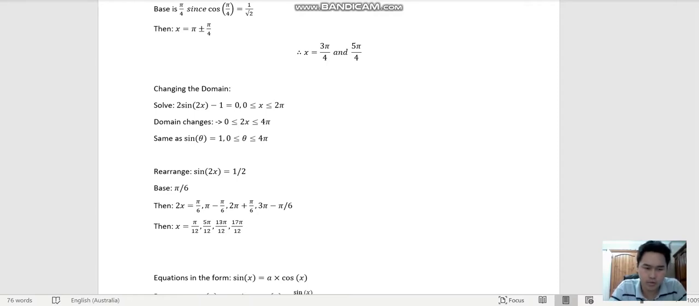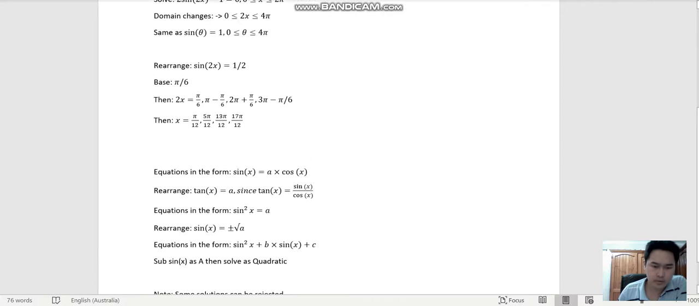You can rearrange the constants with your basic algebra. You get sine of 2x equals a half, and the base angle is pi on 6, since sine of pi on 6 is a half. And if you go through the quadrants across the cycles as I said before, you'll get these positive solutions: pi on 6, pi minus pi on 6, 2 pi plus pi on 6, and 3 pi minus pi on 6. Then if you divide all these by 2, since this is 2x, you have your four solutions here.